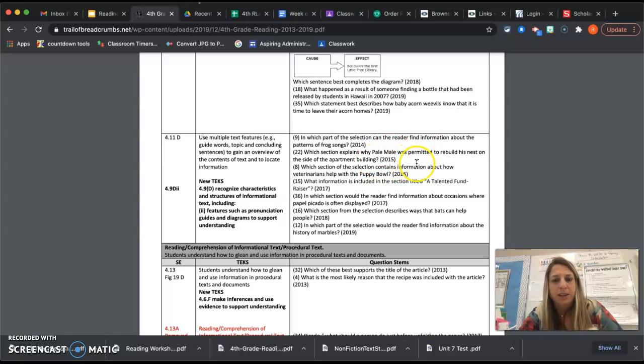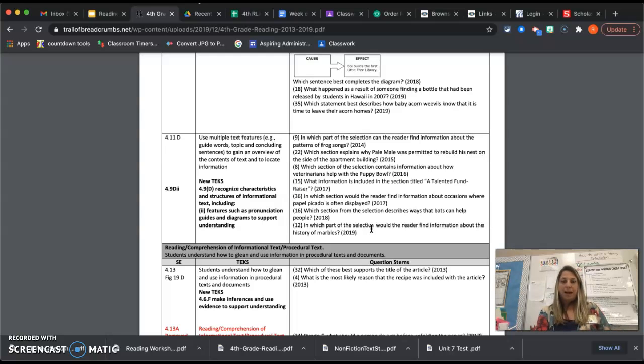Which section explains blank? Which section blank? In which section would the reader find information about blank? Which section describes the way bats can help people? And where can we find about the history of marbles? So what they do with what we're seeing is every single year since 2014, the way they ask that question is you have to look at the heading or the subheading or the title and go, okay, which section of my story talks about this information?